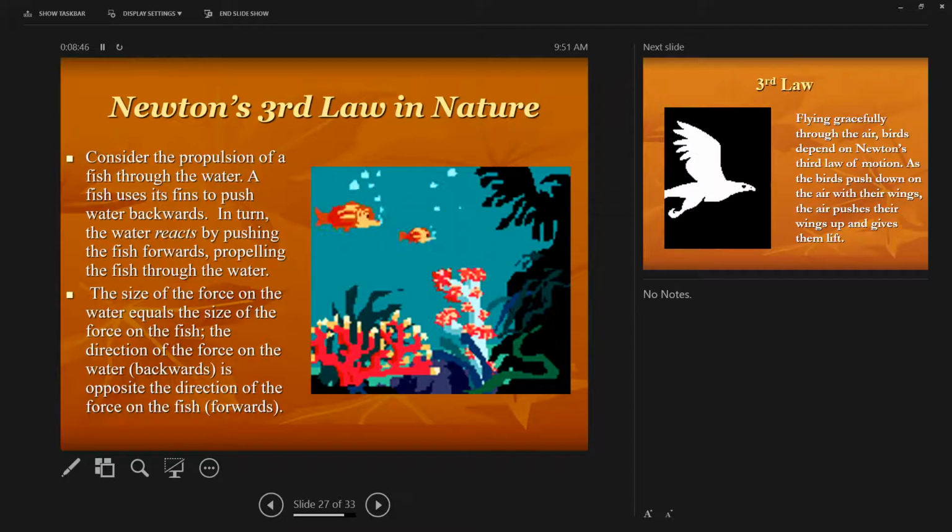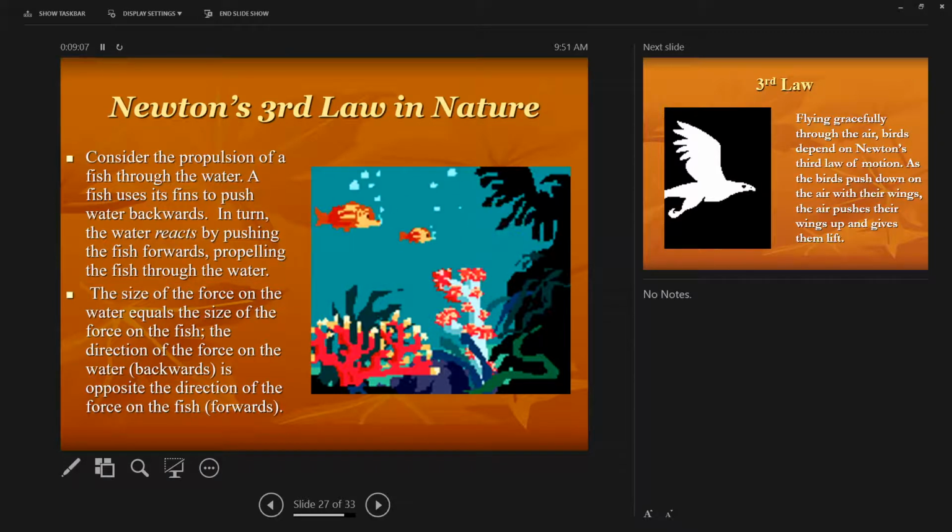The size of this force on the water equals the size of the force on the fish. So if the fish pushes more strongly against the water, the water is going to push more strongly back. The direction of this force on the water was backwards, and so the opposite direction, the force on the fish, would be forwards.